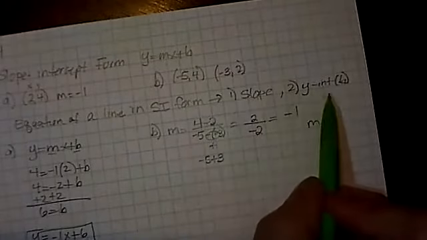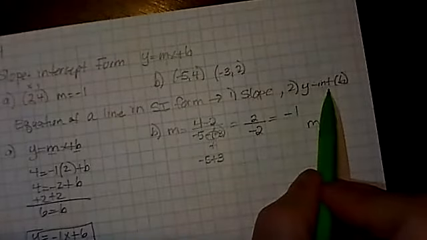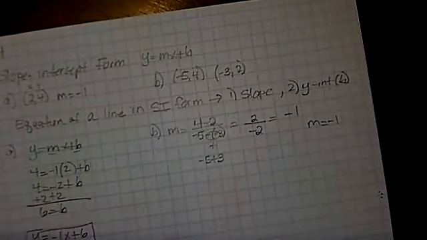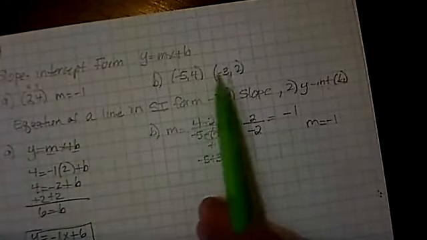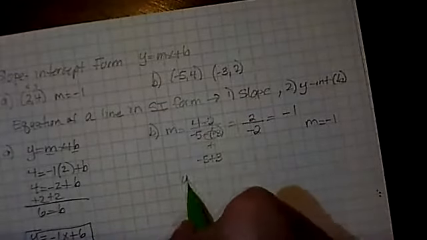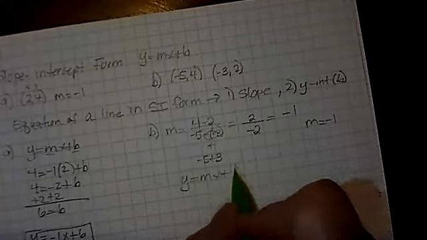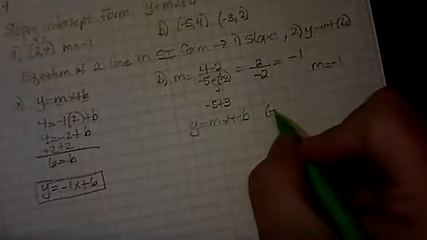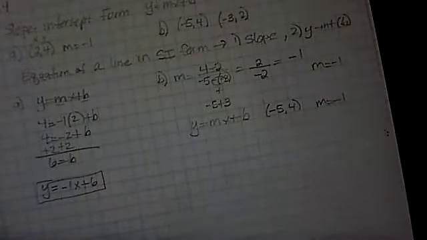All right, now we have to find our y-intercept. So in order to find the y-intercept, just like over here, I have to know an ordered pair and the slope. So I have two ordered pairs and I can choose either one. It doesn't matter. So we're going to go back to this form. Let's choose an ordered pair. I'm just going to choose -5, 4. So we'll use -5, 4, and then we know that m equals -1.